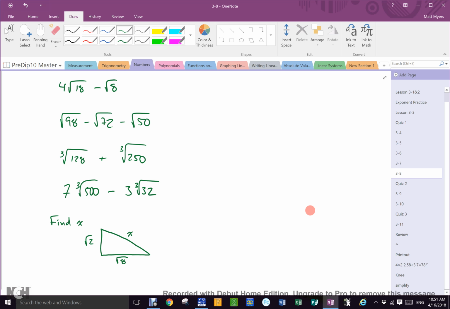You will probably not have homework. That is your work for adding and subtracting radicals.